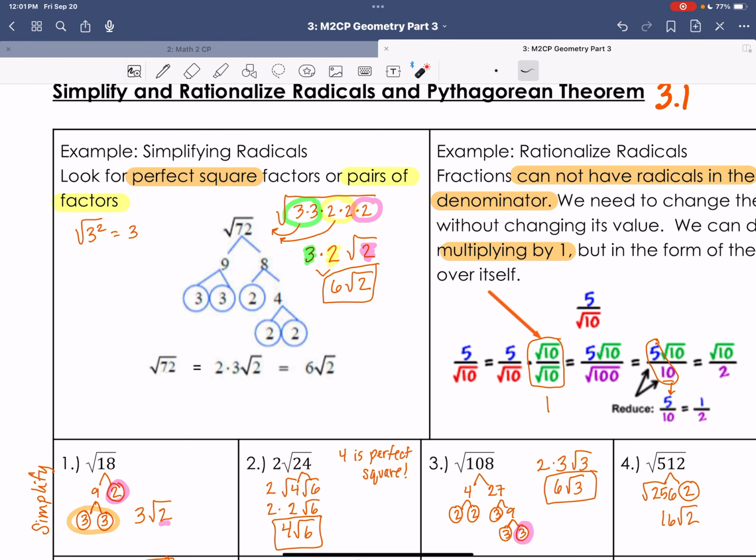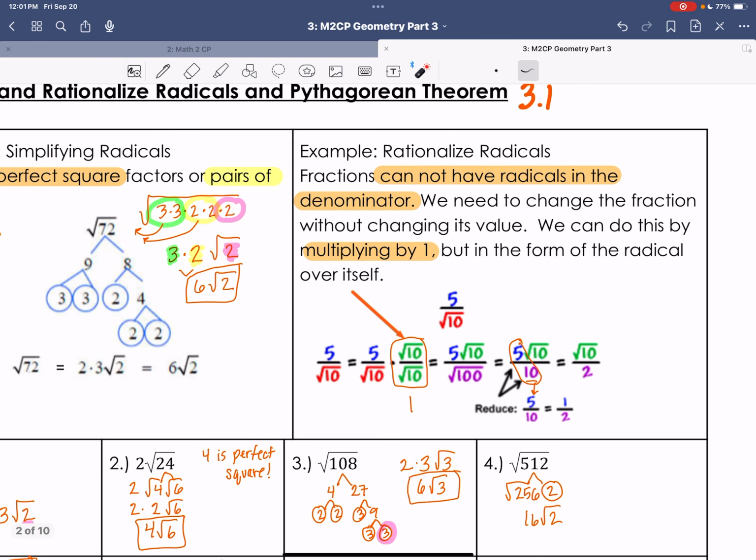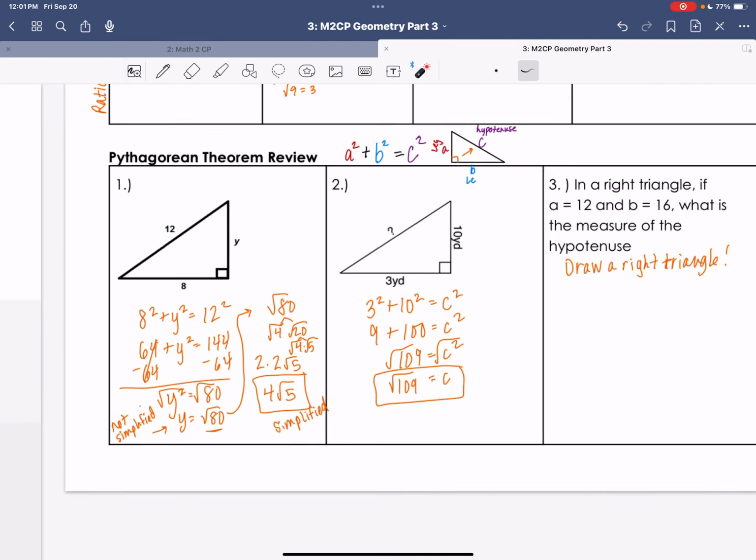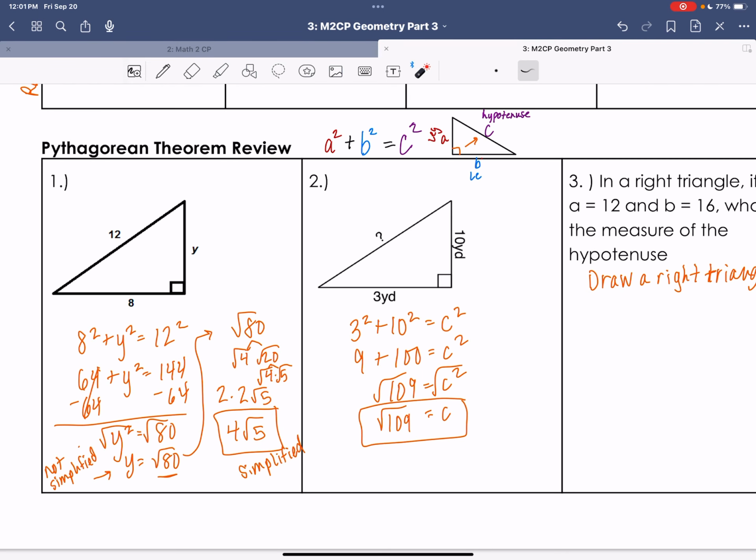Remember, you need a pair of factors or a pair of perfect squares. And then to rationalize, you're multiplying by 1. So what you do to the numerator and denominator, do the same thing, and then go ahead and do that. And with Pythagorean theorem, all you got to do is a squared plus b squared equals c squared. And then remember, if it's not simplified, you have to simplify your radicals at the end.